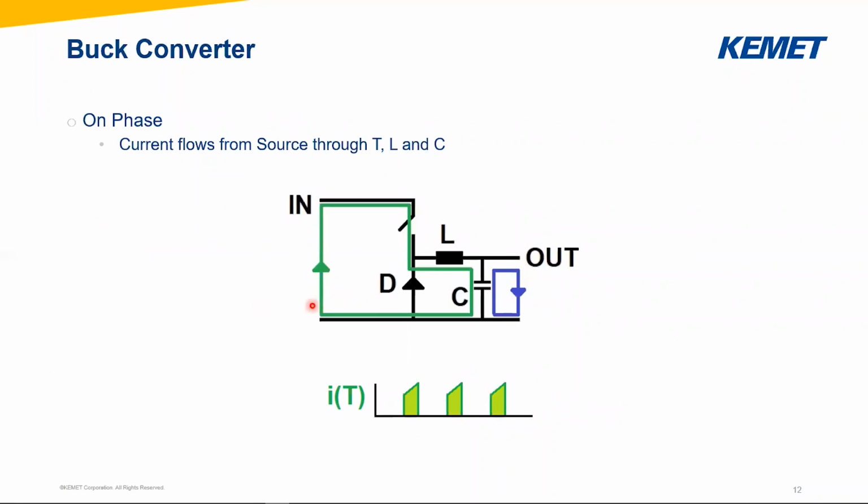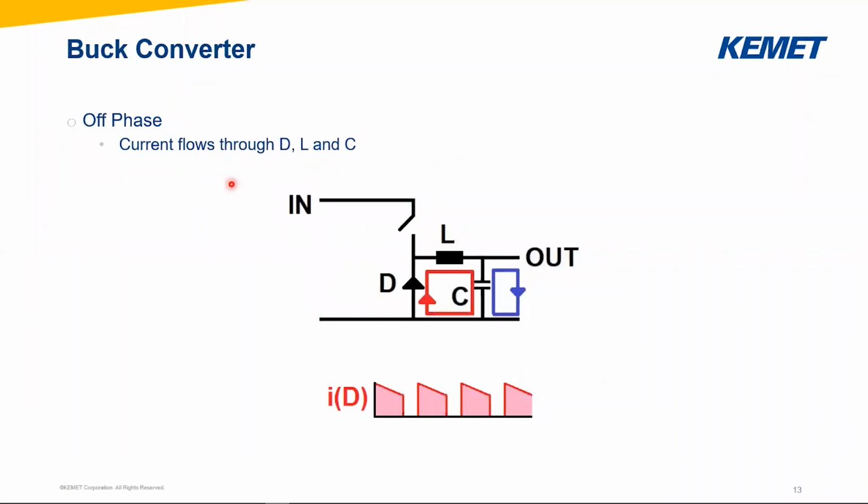Now, what happens during the on phase? During the on phase, my current flow is the green flow here. This is how the current flows. The diode is closed, so there's no current flow through the diode. And here we can see the current through the transistor, or the switch in this case. On the next slide, we see the current flow in the off phase. Now, as the switch is open, there's no possibility that the current flows from the input, and the current can only flow out of the capacitor through the diode and through the inductor.